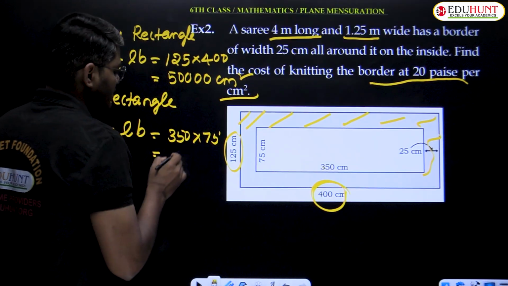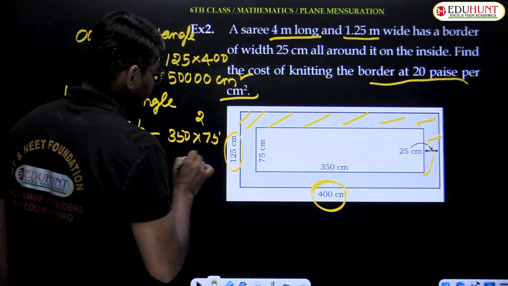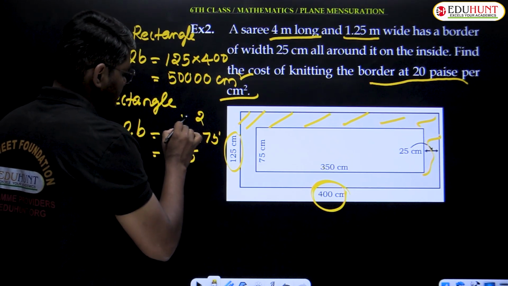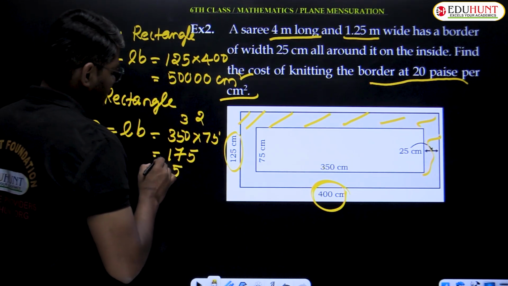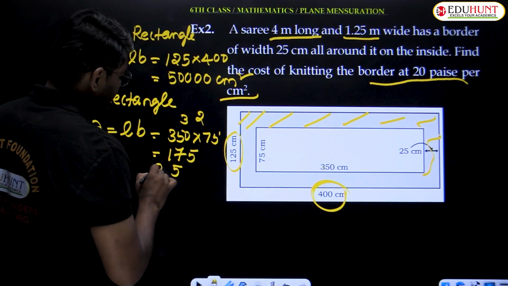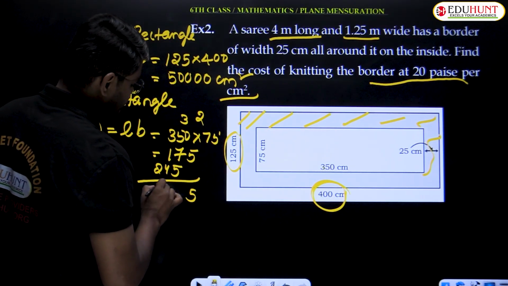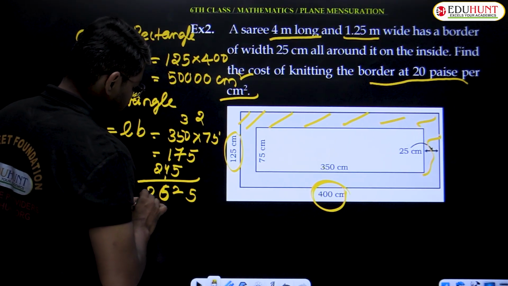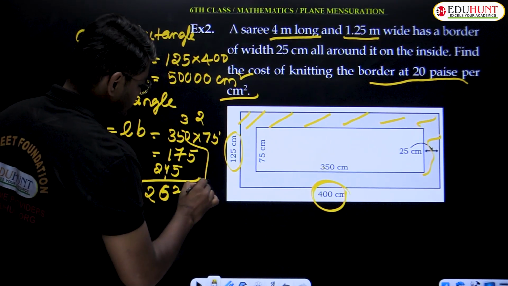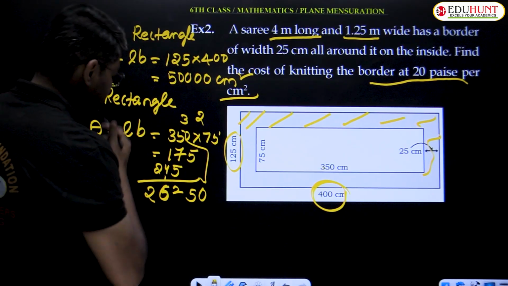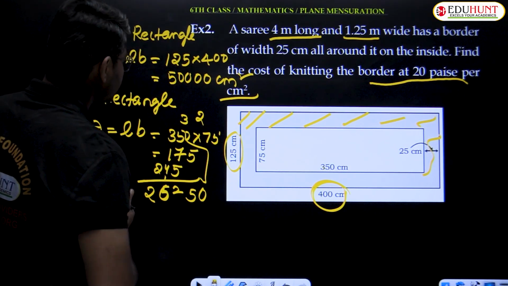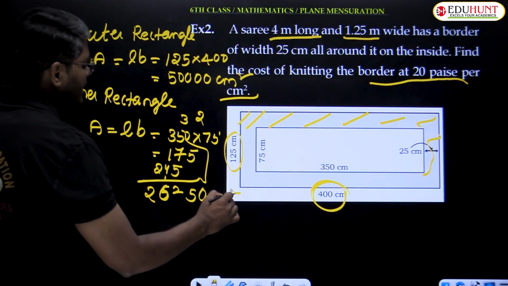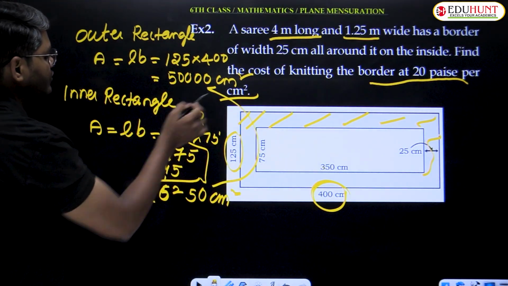Now multiply: 5 5s 25, 5 3s 15 and 2 more is 17, and so on. Okay, 26,250, sorry, 26,250 centimeter square. Now area of the path is, subtract these two values.